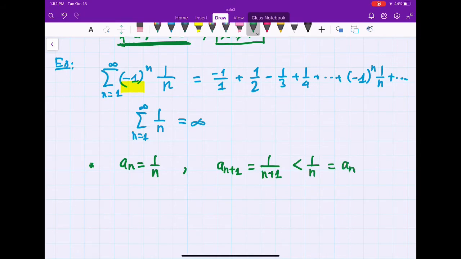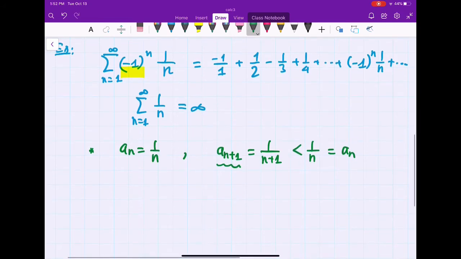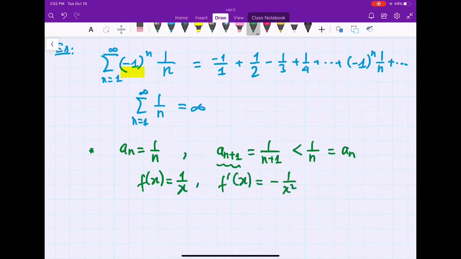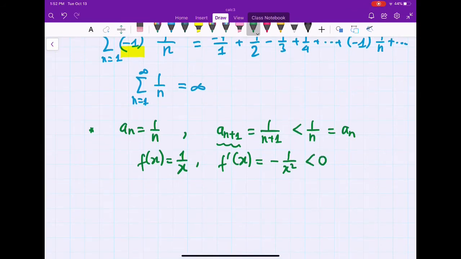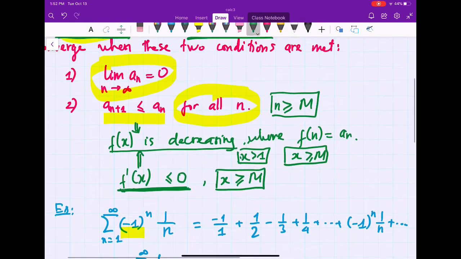So the sequence a_n is decreasing. It's obvious. You don't have to differentiate. But if you want to see how that works in general, you put f(x) equal to 1/x. Then you differentiate f(x), and you get -1/x^2, which is always less than or equal to 0. That means f(x) is decreasing. That means the second condition in the theorem is satisfied.